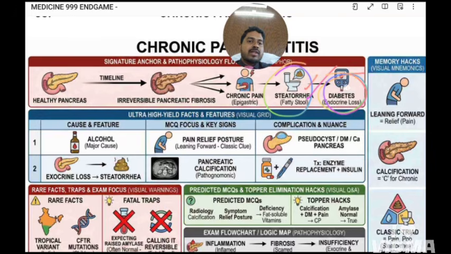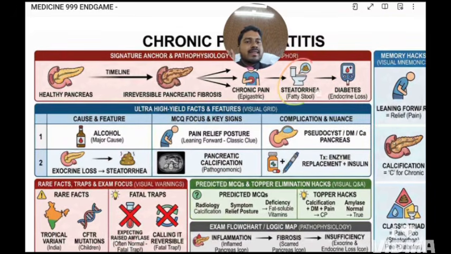And third is diabetes. So whenever you get this important combination, that is fatty stools or oily stools along with diabetes, always remember there is only one organ that is involved, that is the pancreas, because the pancreas has exocrine as well as endocrine function. So the major cause of chronic pancreatitis is alcohol. Okay, so alcohol is the most common cause of chronic pancreatitis in adults.